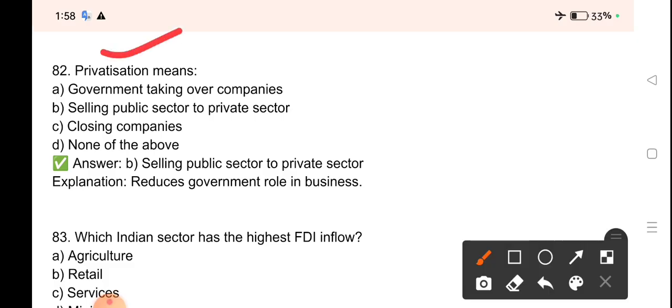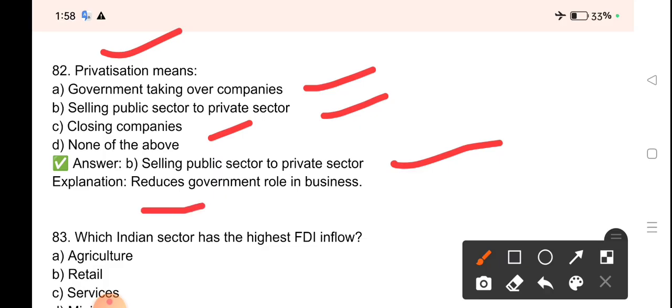Privatization means government taking over companies, selling public sector to private sector, closing companies, none of the above. Selling public sector to private sector. Privatization means selling public sector to private sector. It reduces the government's role in business.